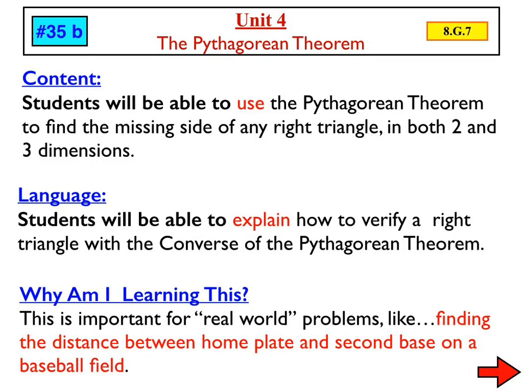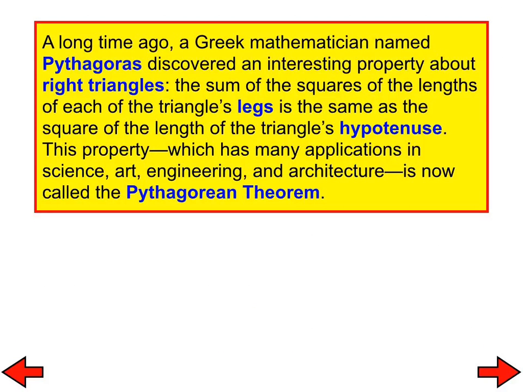Today, lesson 35b, the Pythagorean Theorem. We've been working a lot with square roots and how to simplify or estimate square roots. And today is an application of one of those things. The Pythagorean Theorem, one of the most famous theorems in mathematics, allows us to find the missing side of a triangle if we know two of the other sides.